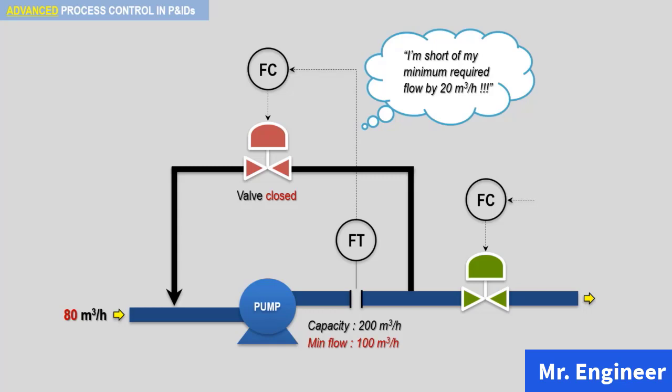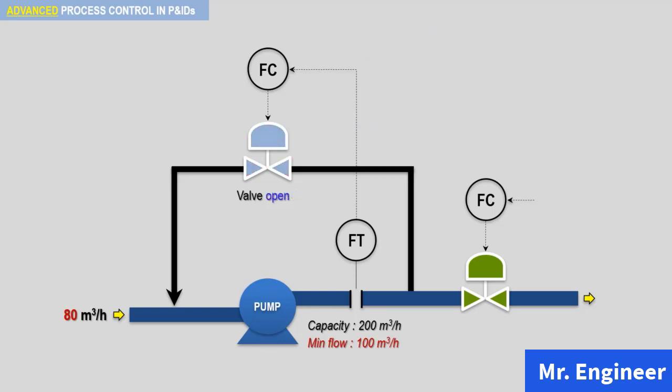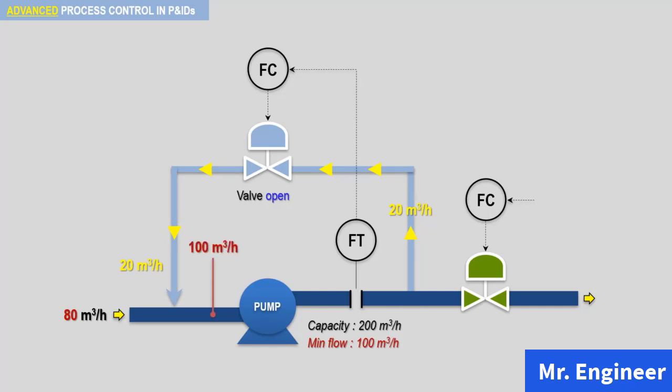So the control valve on the recirculation line will be partially opened to provide a flow of 20 cubic meter per hour. And this flow is sent back to the inlet to satisfy the minimum flow condition of 100 cubic meter per hour and prevent damage to the pump. This is the concept of minimum flow control.